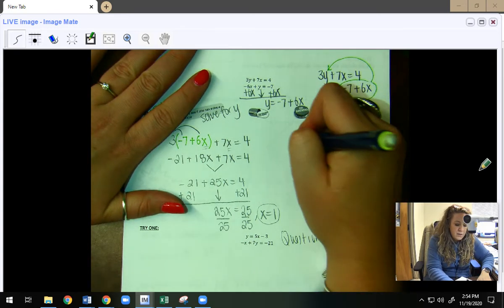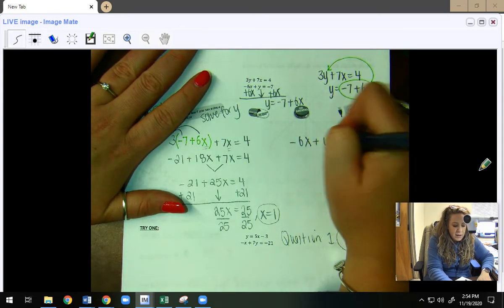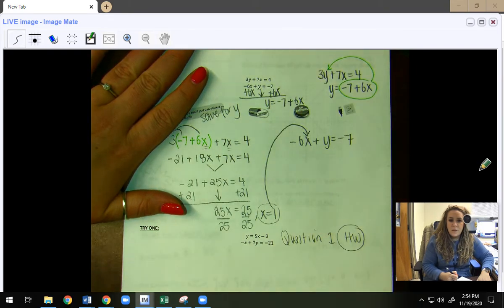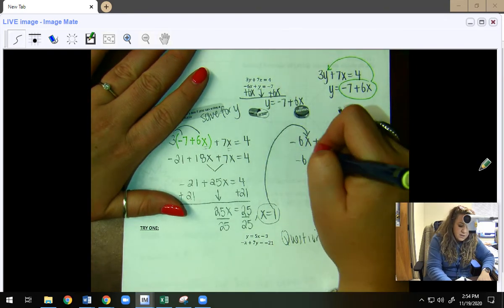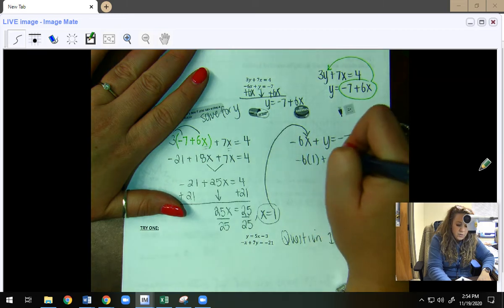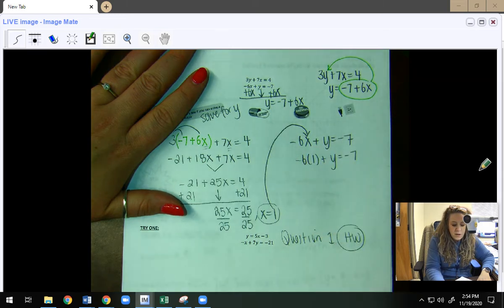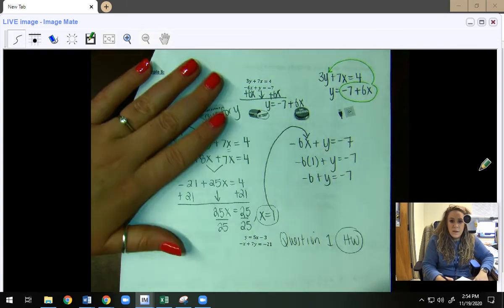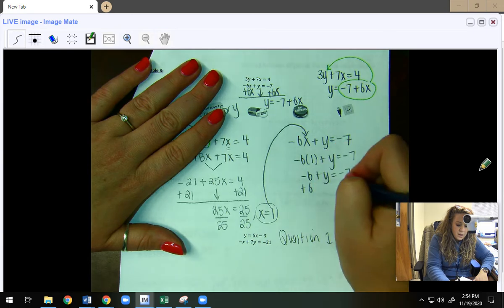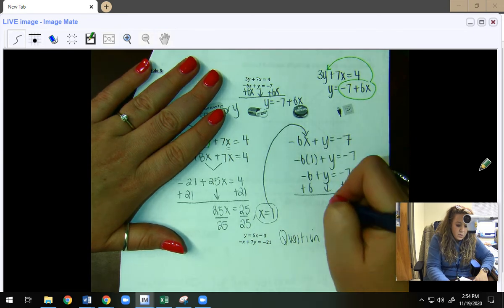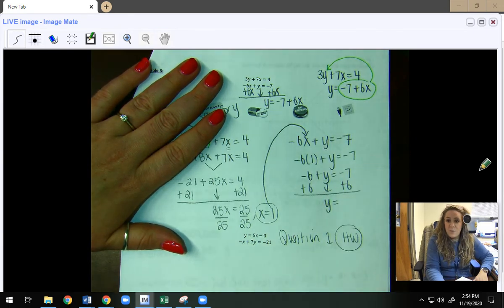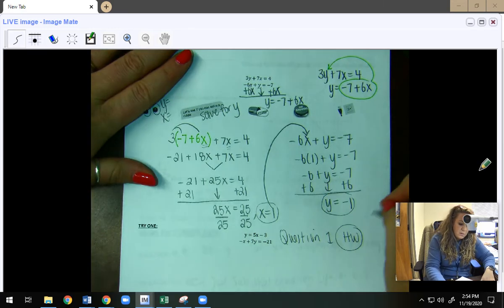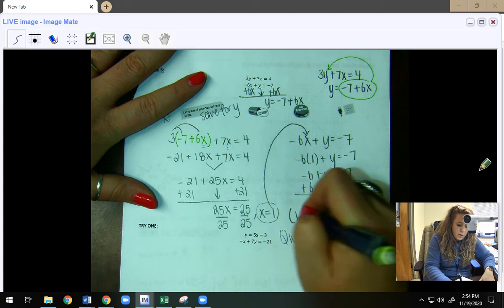Okay. So I'm going to say negative 6x plus y equals negative 7. This is going to go in here. And I'm going to get negative 6 times 1 plus y equals negative 7. So I get negative 6 plus y equals negative 7. I'm going to say plus 6. Y equals negative 7 plus 6, which is negative 1. So your solution, I ran out of room, is 1 comma negative 1.